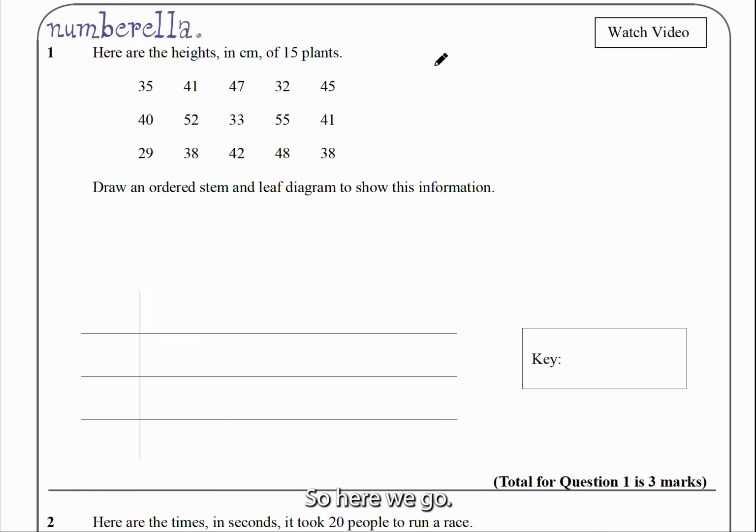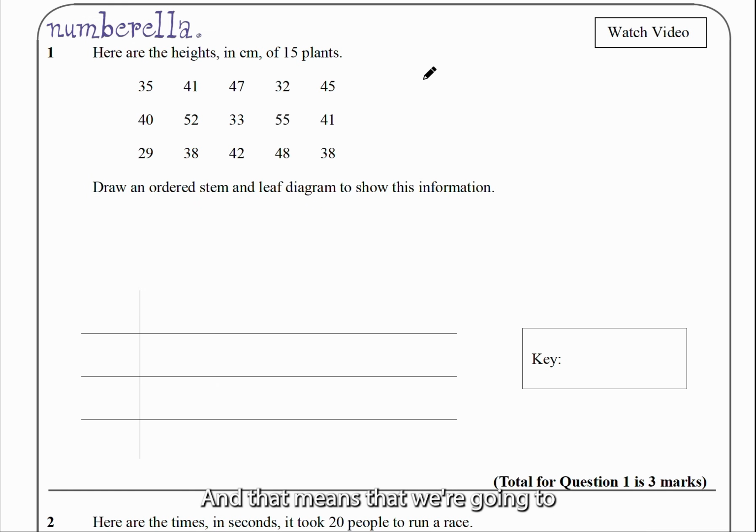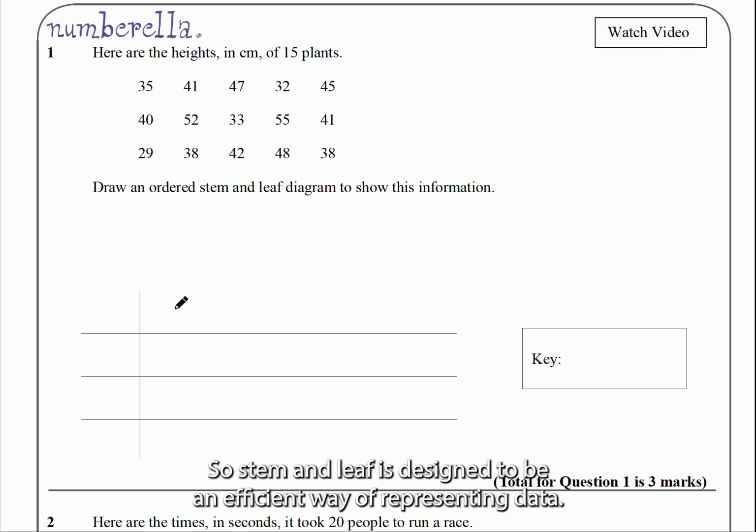So here we go, we've got the heights in centimetres of 15 plants. And we're going to represent this data in the most efficient way possible, and that means that we're going to write the fewest possible digits. Stem and leaf is designed to be an efficient way of representing data.